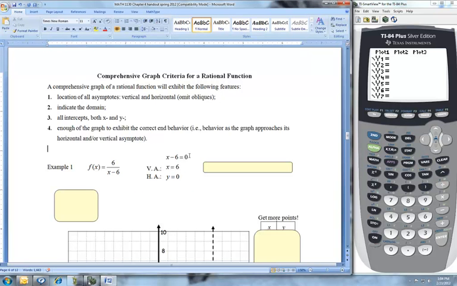So notice I set denominator equal to 0 and I solve. So here's my vertical asymptote. Please use x and y. You need to do that.